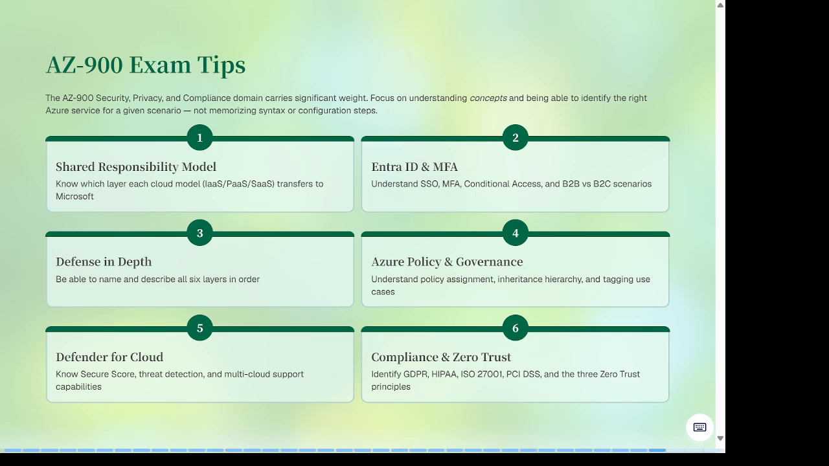Microsoft Defender for Cloud: secure score, threat protection and alerts, security recommendations, multi-cloud support for Azure, AWS, GCP. It continuously improves your security posture. Compliance and zero trust. Finally, remember global compliance and security models. Zero trust principles: verify explicitly, least privilege, assume breach.